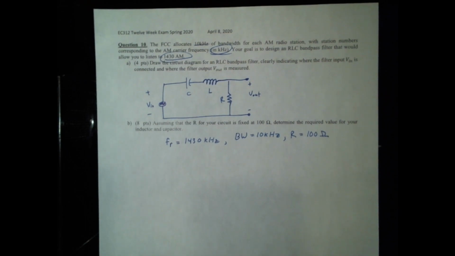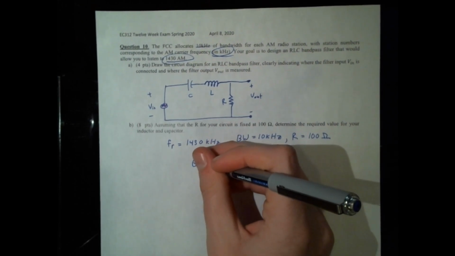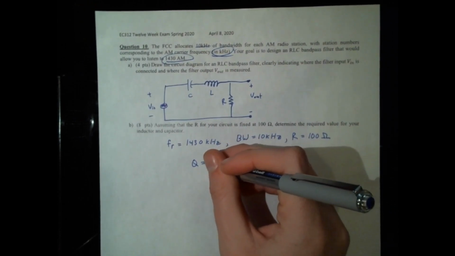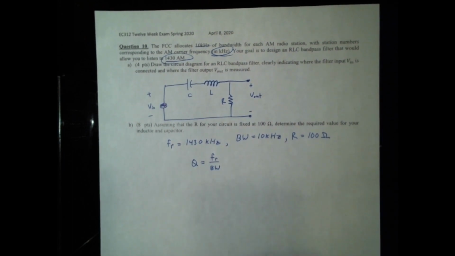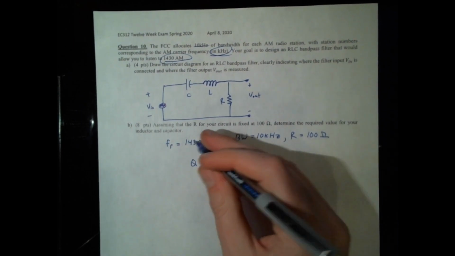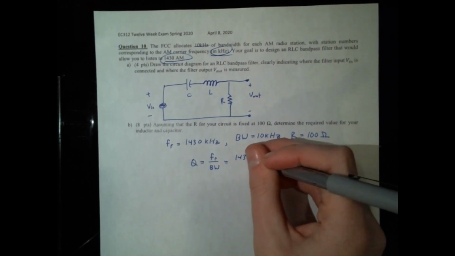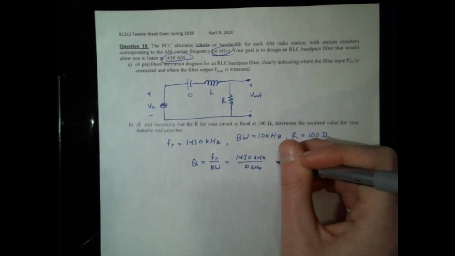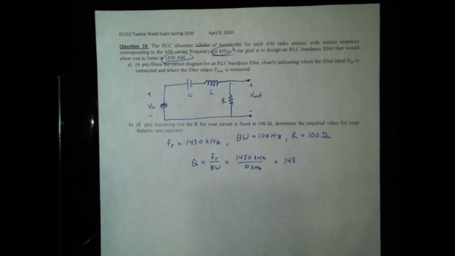Now we need to dig into our equation sheet. This is all stuff that you would want to have written down so that you're good to go. We'll find first that Q is equal to fR over the bandwidth. This is the quality factor of the filter circuit, which is what we're going for here. We can calculate 1430 kilohertz over 10 kilohertz, and that's going to give us 143 for Q.